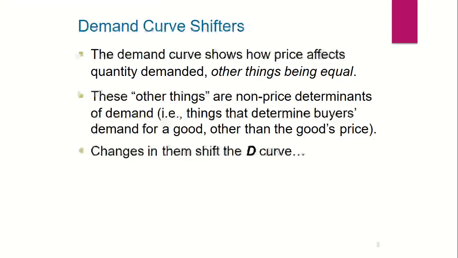Demand curve shifters. The demand curve shows how price affects quantity demanded, other things being equal, or we can say ceteris paribus. These other things are non-price determinants of demand, that is, things that determine buyers' demand for a good other than the good's price. Changes in them shift the demand curve.